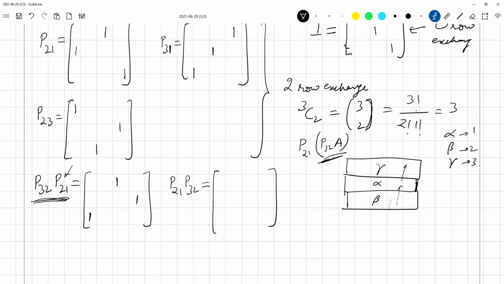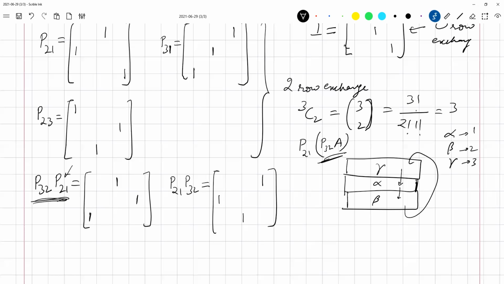Gamma, alpha, beta. So we have moved down. Previously we were moving upwards. Now we are moving down. Okay, alpha has gone here, beta has gone here, and gamma has gone here. Okay, so what will this be in this case? This will be the first row, second row, and middle.